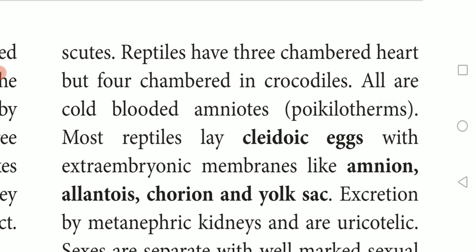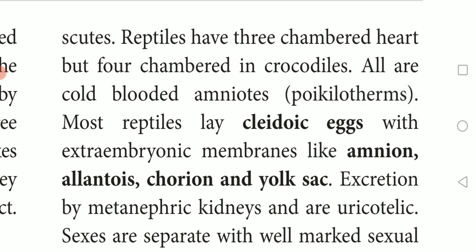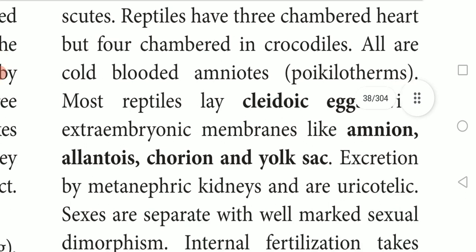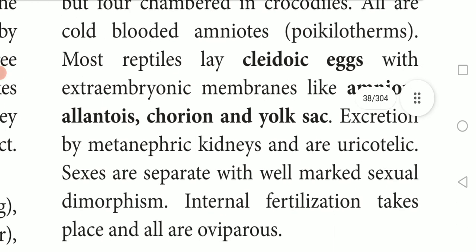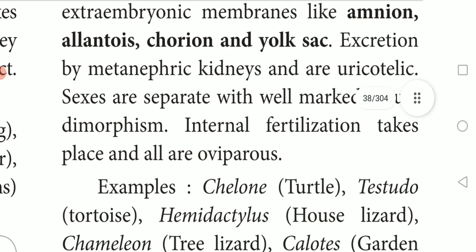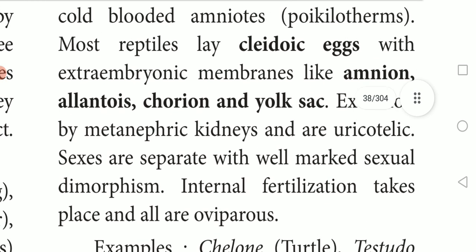All are cold-blooded amniotes, that is poikilotherms. Most reptiles lay eggs. Their egg is a cleidoic egg, which means an egg covered by a shell. The extra embryonic membranes like amnion, allantois, chorion, and yolk sac will be present in the egg.